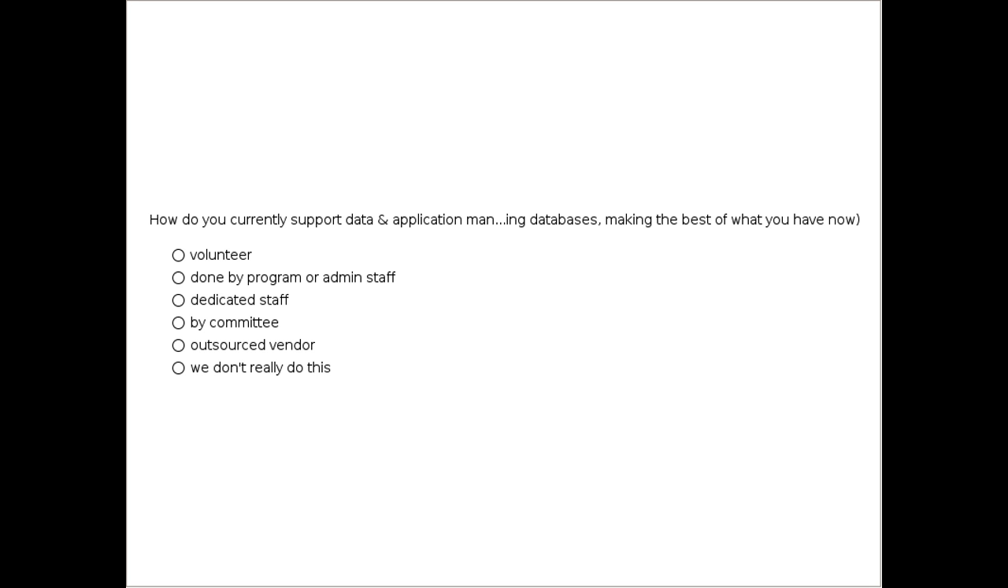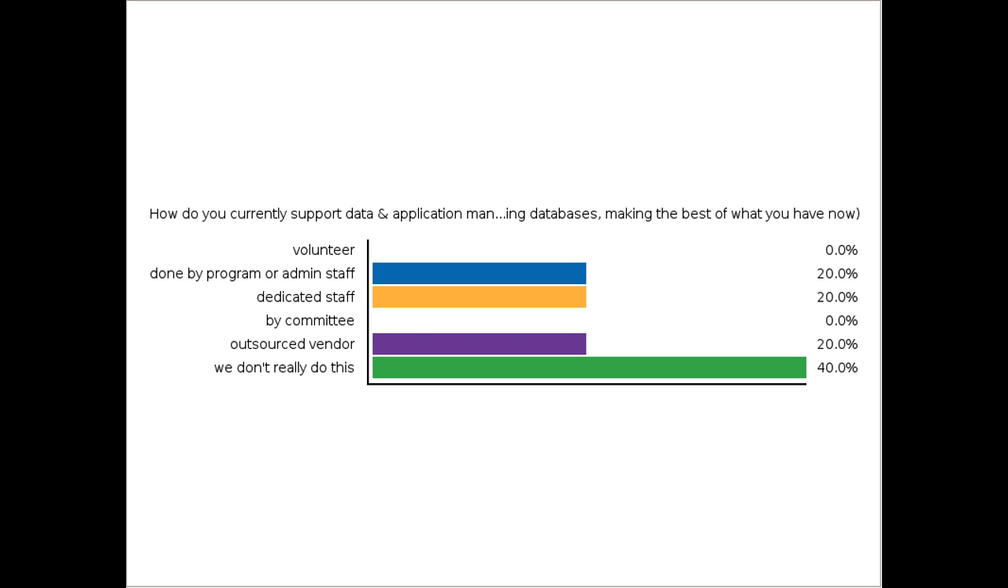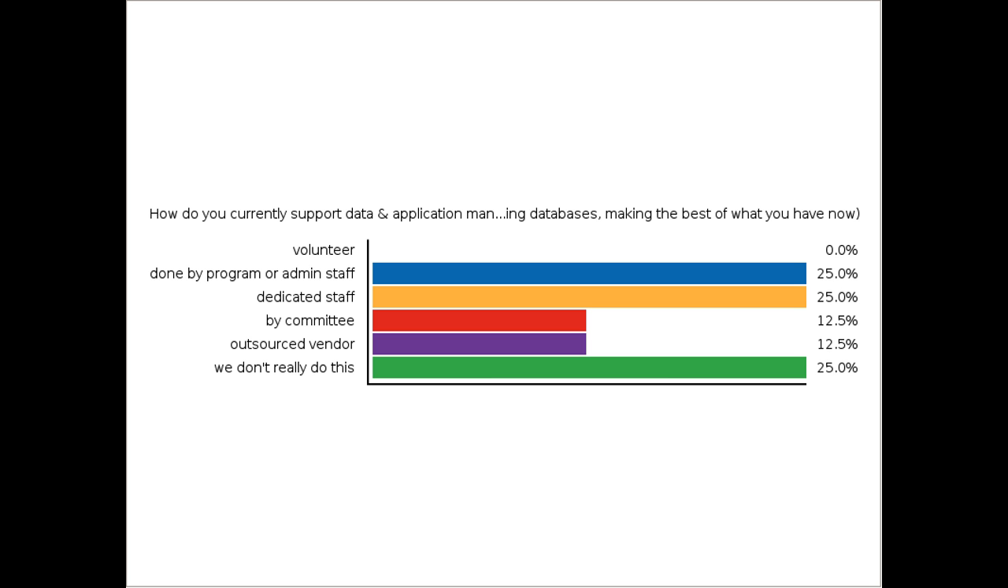Okay, we're almost done. The next one is, how do we currently support data and application management? So how are you supporting your programmatic databases or your admin databases, maybe supporting some of that workflow automation? How are you managing that right now? So chime in here. What we're going to do is we're going to switch back to these results when I talk about each area so we can see how your peers are actually handling these kinds of support. So please do take a moment to chime in. It will make it a more interesting conversation.